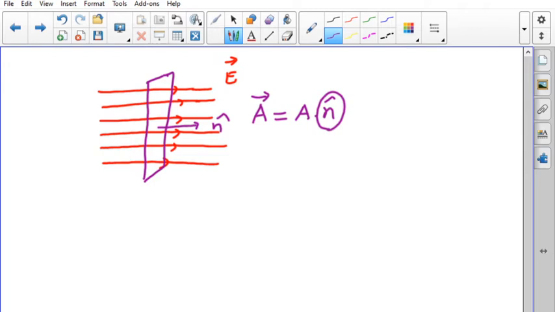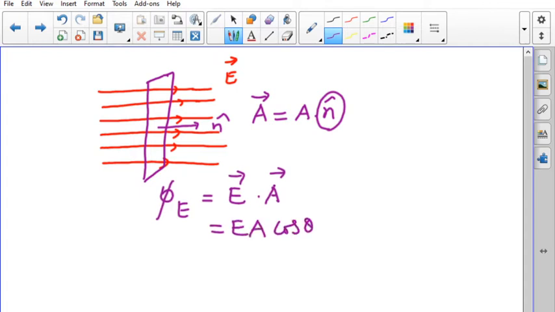Okay. Now you know we have already learned what is flux, the electric flux expression, that is phi is equal to E vector dot A vector, that is represented as EA cos theta. Here theta represents the angle between E vector and A vector.